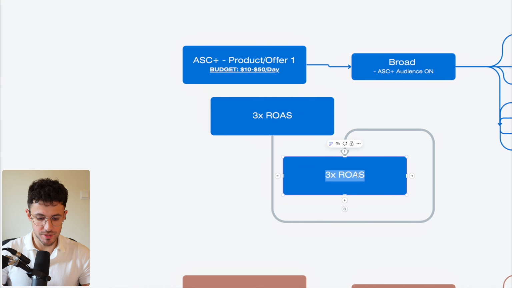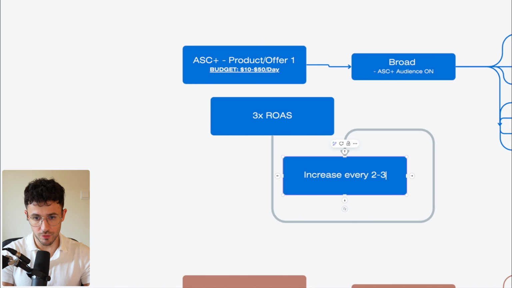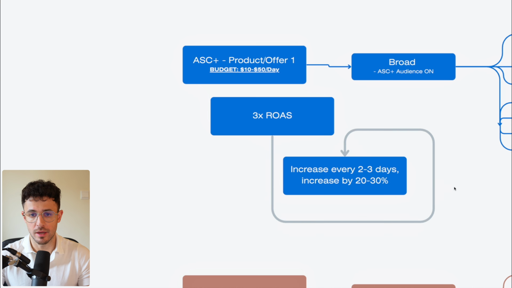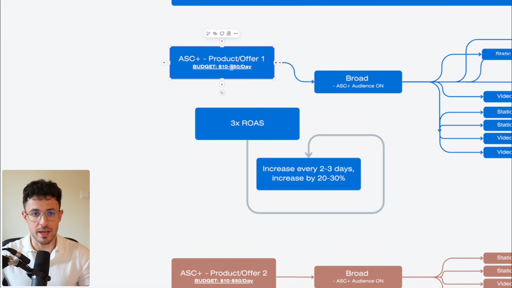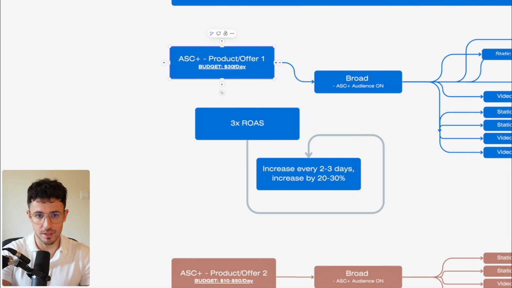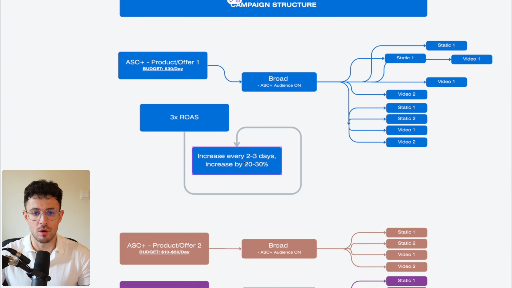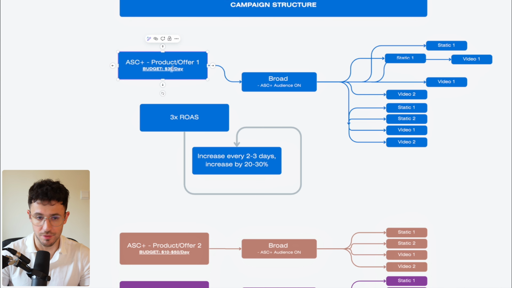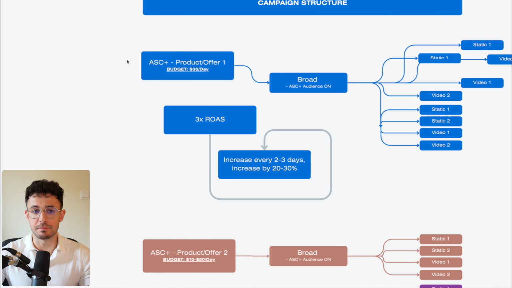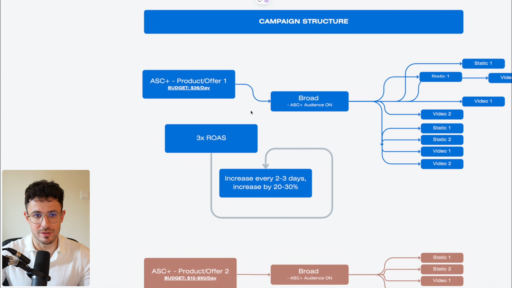You want to increase the spending every 2-3 days, by 20 to 30%. Let's say this is 30 a day. This is working well, you have a good return on ad spend, perfect. So now you can start increasing by 20-30%. You just do the math: 30 times 1.2 is 36, and then this one will be 36. If the return on ad spend keeps going well and stays consistent, you can increase again and again every 2-3 days.